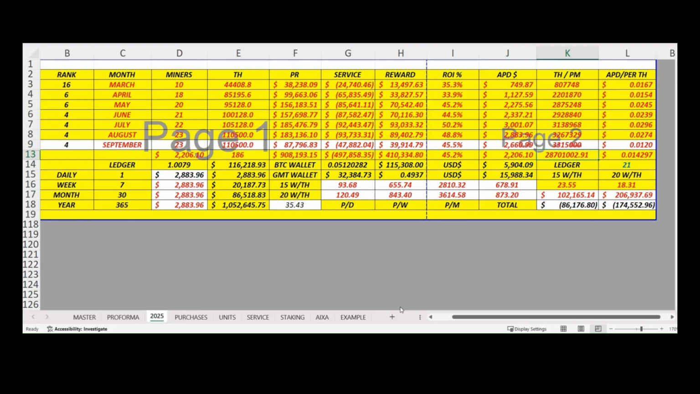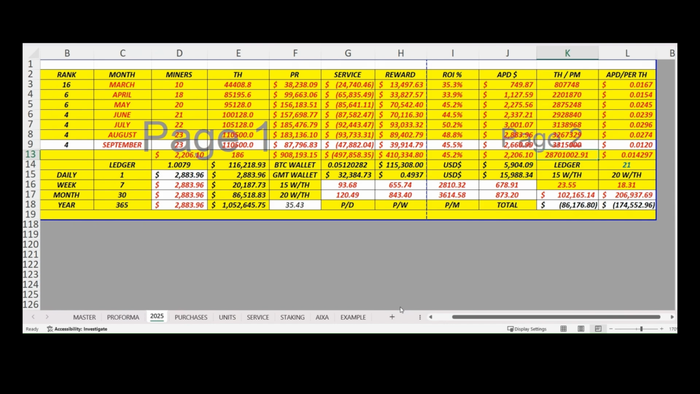Column E shows the total THs for the month. Column F is the pull reward, or the total Bitcoin mined that month. Column G is the total service cost deducted from the pull reward that includes Gomining's service fees and electricity. The reward or profit is simply the pull reward minus the service cost. Next, we calculate the ROI, which is the reward divided by the pull reward. Then we have APD, the average payout per day for that month.